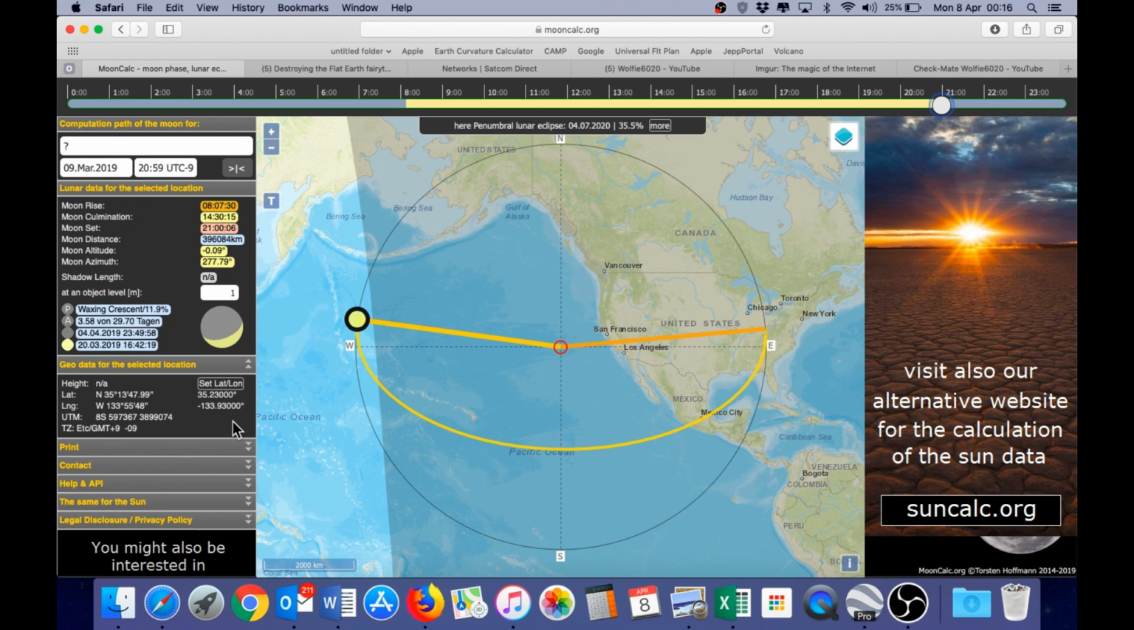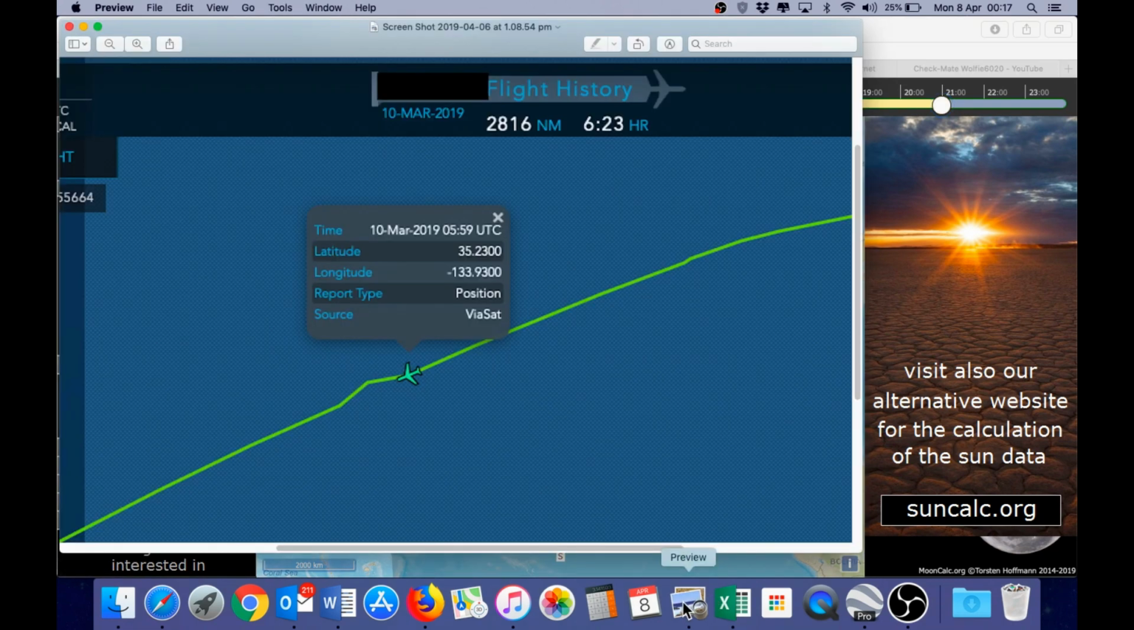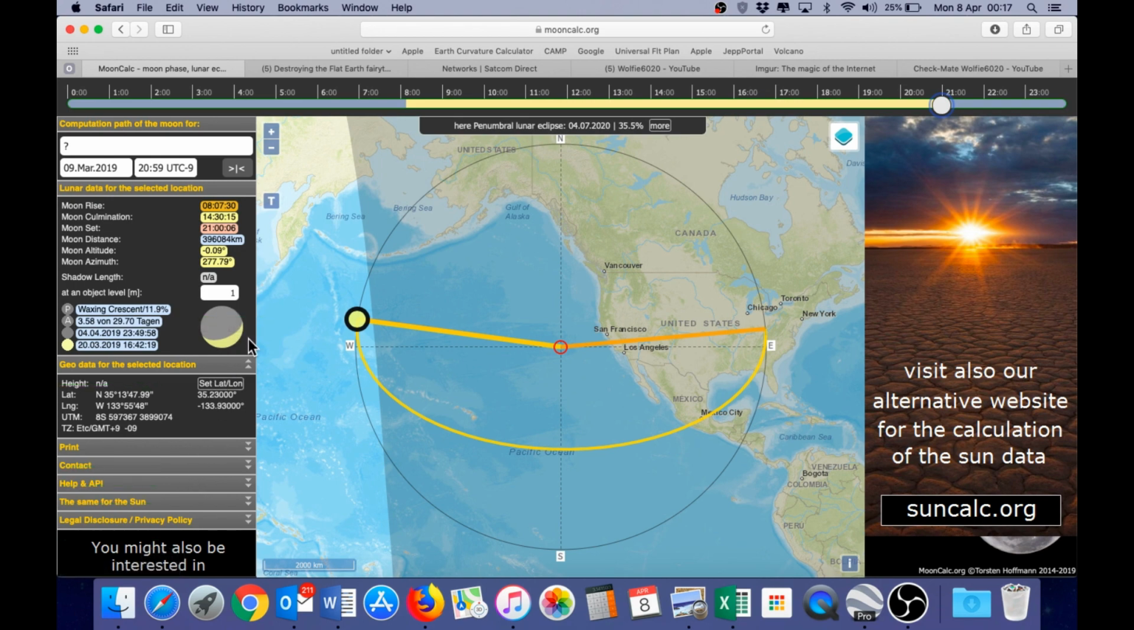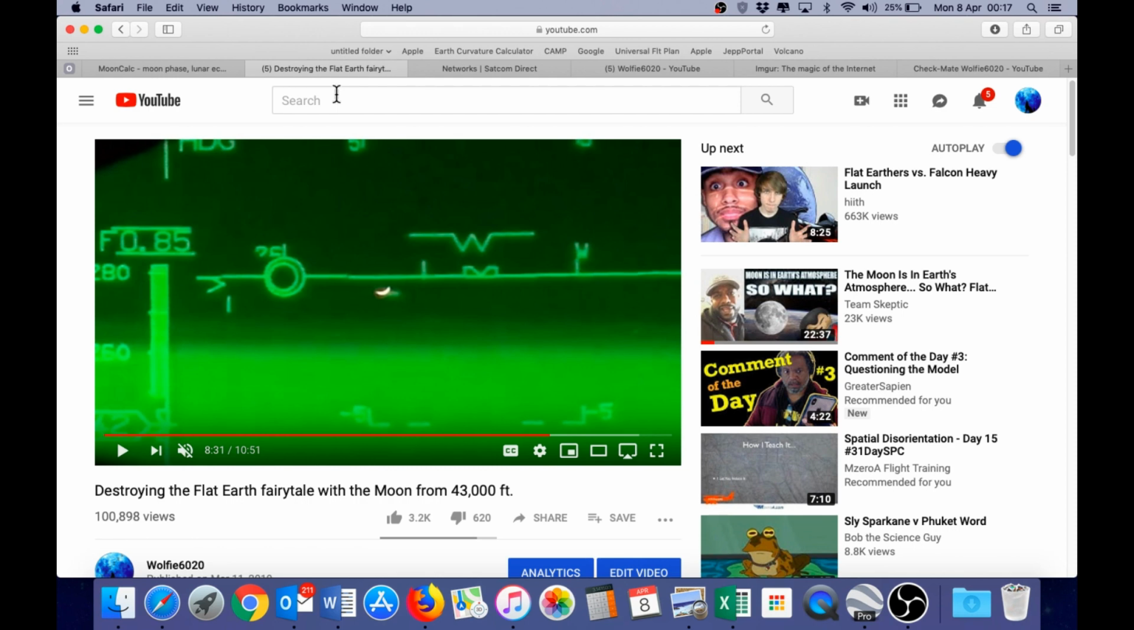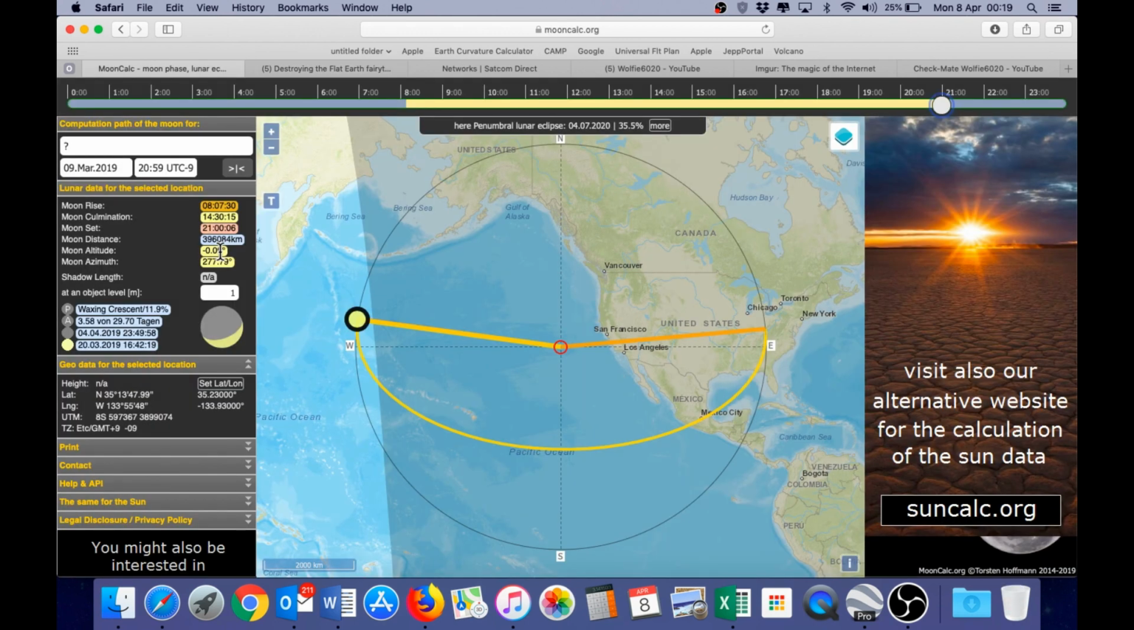So we're now looking at mooncalc.org, and I have entered the aircraft's position precisely. I have also set the date to the 9th of March and the time to 20:59 UTC-9, and that is identical to 0559 UTC on the 10th of March. And the first thing you will notice is that the orientation of the crescent matches the observation perfectly. And at this point, the moon altitude is minus 0.09 degrees. And this is just prior to commencing the right-hand turn.